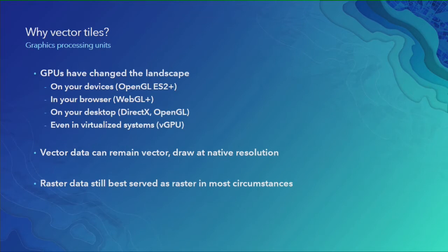And in the case of vector tiles, your vector data can remain vector, but draw at the native resolution. So we're not dealing with pre-rendered tiles that were processed for one specific resolution. We're now bringing data to the device. And with high DPI devices like our mobile phones, our tablets, and even a lot of our laptops these days, we can draw at the native resolution for the best possible display.